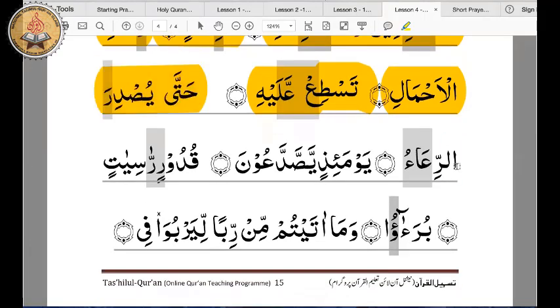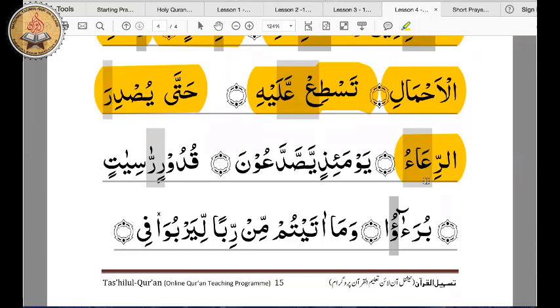Could you please read the next example? Hatta yusdira ri'a'u. Very good. The reason these two are highlighted at the end is that they want you to make a difference between the ayn, which is from your throat, and the u, which is a very simple sound. So hatta yusdira ri'a'u. Just read these final two letters first. A'u. A'u. A'u. Okay.